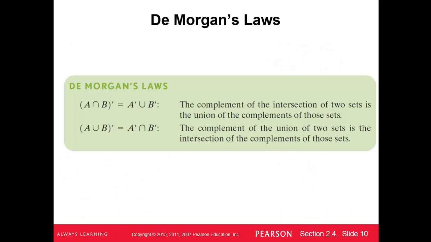And they prove something called De Morgan's law. Now, if you want to sound very mathematical, you can say this. The complement of the intersection of two sets is equal to the union of the complements of those sets. Or the complement of the union of two sets is equal to the intersection of the complements of those sets.